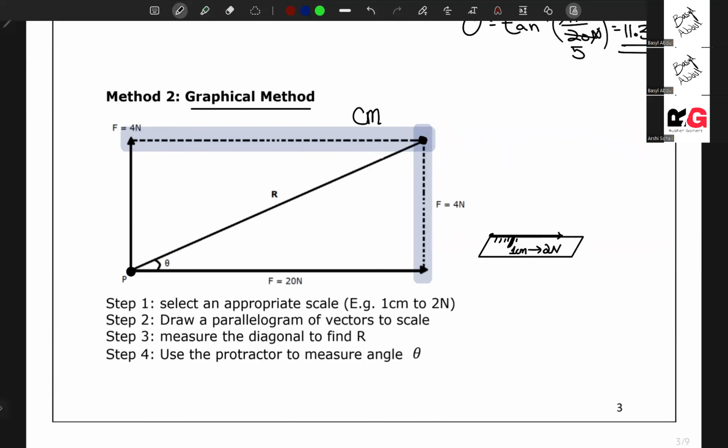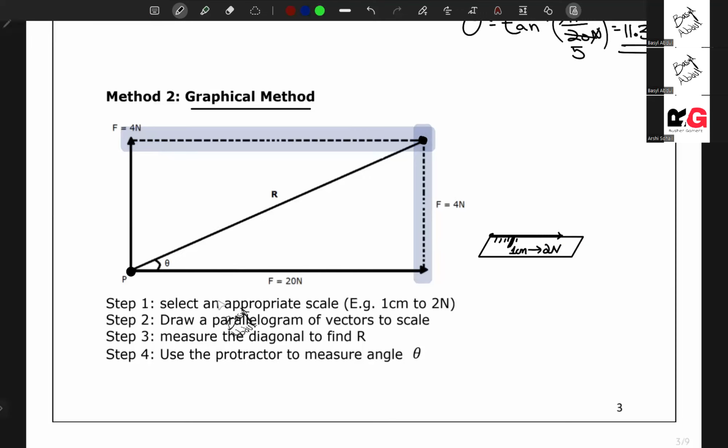Right, so basically you have the same problem. The statement of the problem, everything is the same. The problem was simply that in the y direction, we have 4 newtons of force applied on this point P, and in the horizontal direction, we have 20 newtons of force applied on this point P. What would be the resultant force, and what would be the angle this resultant force makes with the horizontal axis?